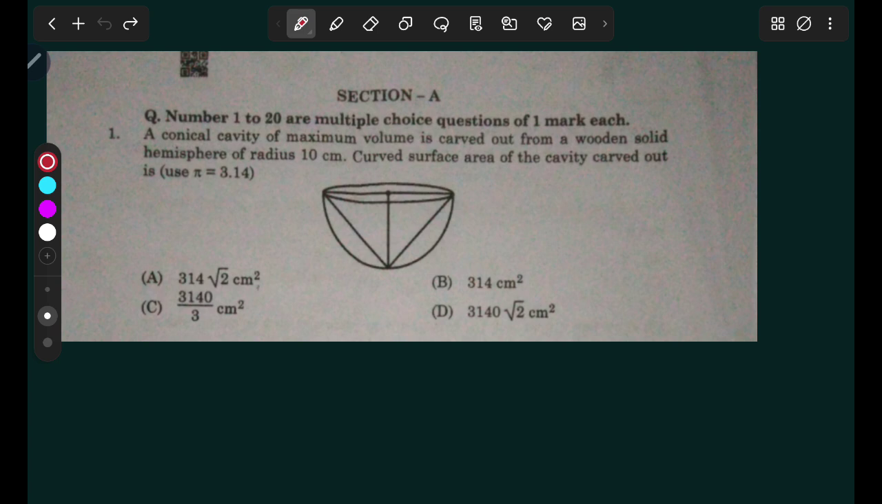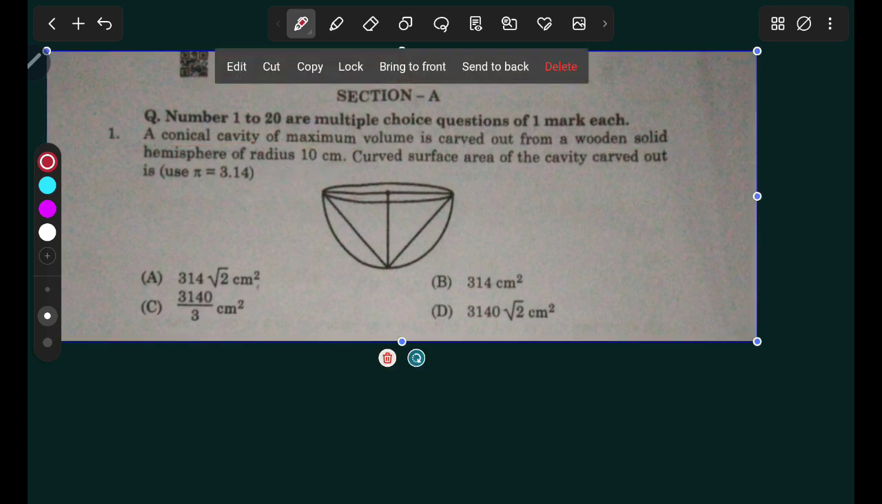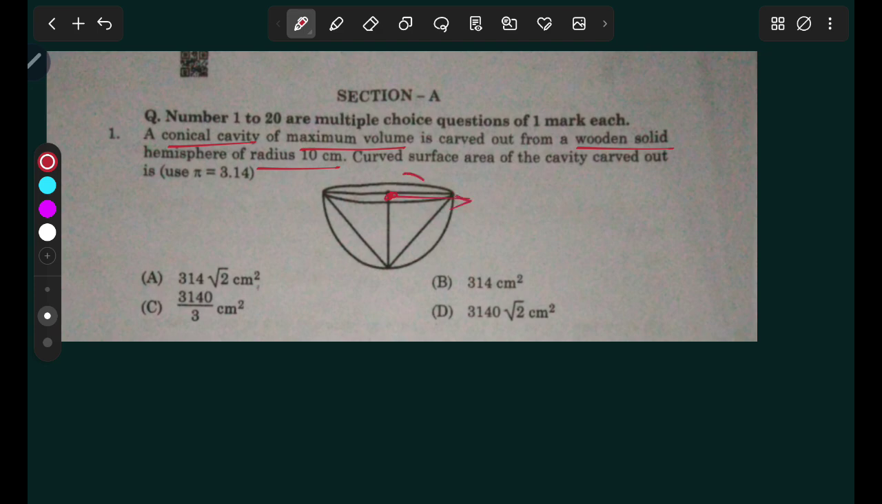The first question says that a conical cavity of maximum volume is carved out from a wooden solid hemisphere of radius 10 centimeter. The curved surface area of the cavity carved out is? So we are given the radius of the hemisphere, this radius, that is 10 centimeter. And we are asked the curved surface area of the cavity. So what is the curved surface area of this cavity?